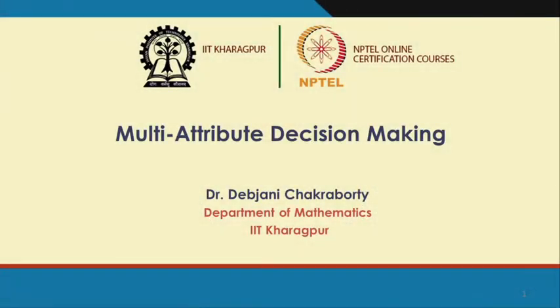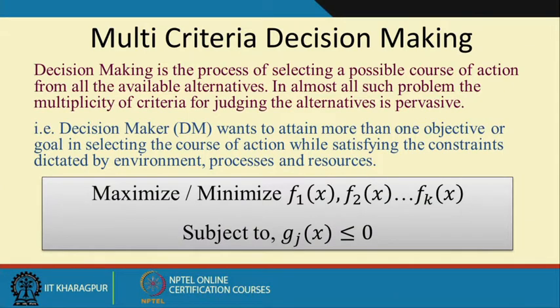Now, today we are again concentrating on multi-objective decision making problem, but today's lecture will be on multi-attribute decision making problem. Now, where is the difference between multi-objective decision making and multi-attribute decision making? That part I am going to tell you.